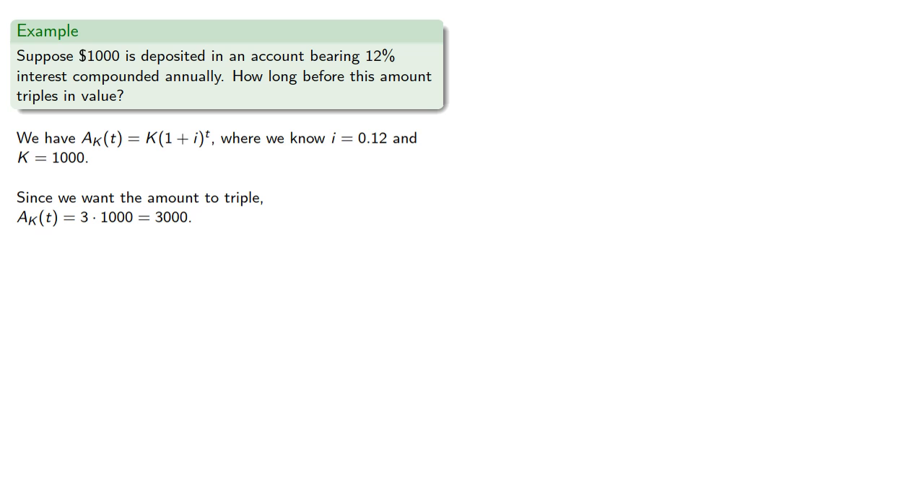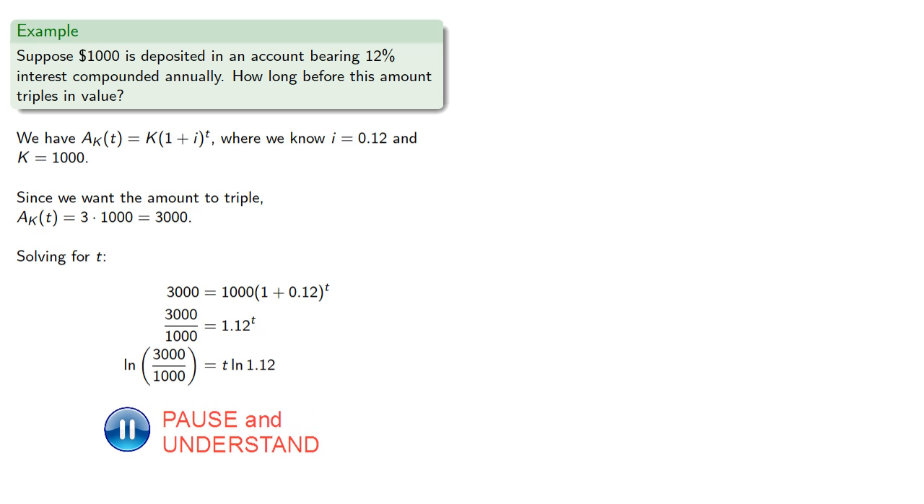And so now we can solve for t. We'll divide both sides by 1,000. And since this is an exponential equation, we'll hit both sides with a log and solve. And we find that t is approximately 9.69 years.